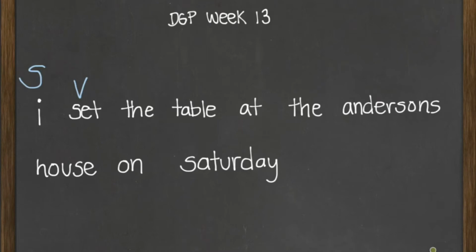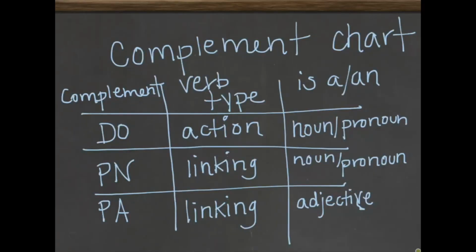I need to know whether there is a direct object in this sentence so I can figure out whether my verb is transitive or intransitive. I set what or who. Subject, verb, what or who. That's our test to find our direct object. I set table. I think that it might end up being a direct object. It's one of our complements, but we need to check out our chart to find out if this is really a direct object. Here is our complement chart.